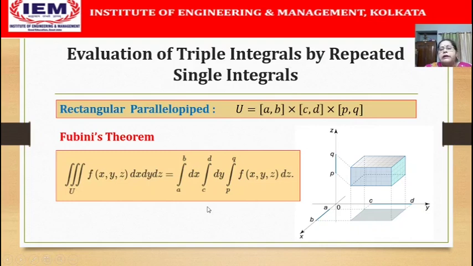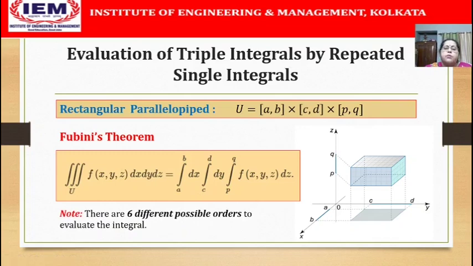However, note that this is not the only possible way. Actually, there exist 6 possible orders to evaluate the integral. So, for example, first maybe we have evaluated this integral with respect to z, but next, instead of y, we could have integrated with respect to x and then with y. Or otherwise, we may first start integrating with respect to x or y also. So in totality, there are 6 possible orders to evaluate this integral. Let's now look into a problem.